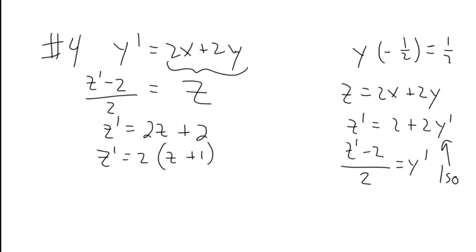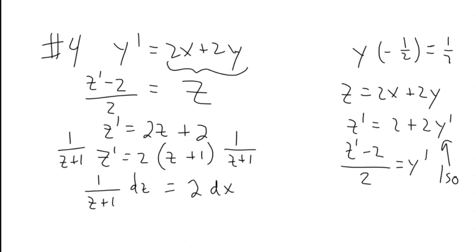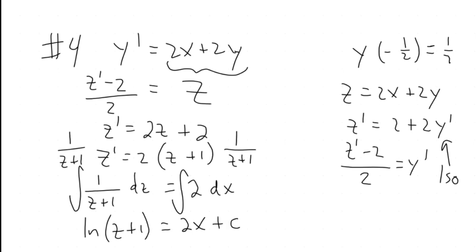How about we go 1 over z plus 1 both sides, 1 over z plus 1. So then it would be 1 over z plus 1 dz equals 2 dx. The 2 could stay. Z prime is dz dx. Separate. Now integrate. So we get natural log z plus 1 equals 2x plus c.